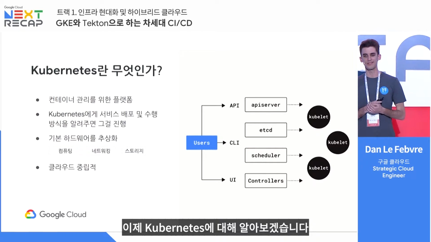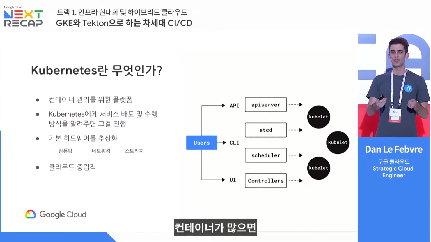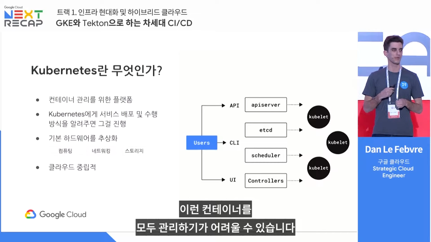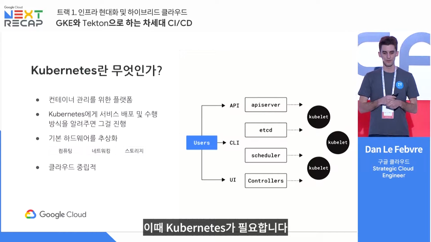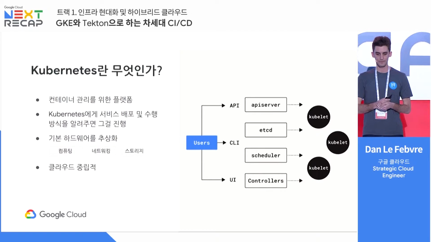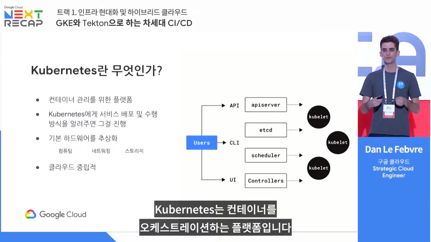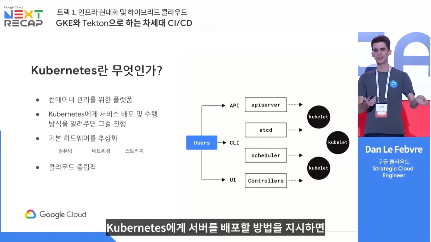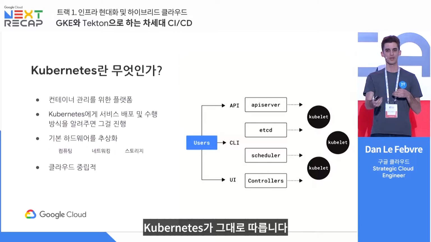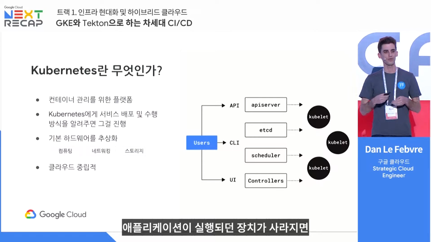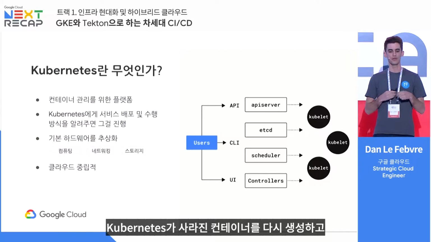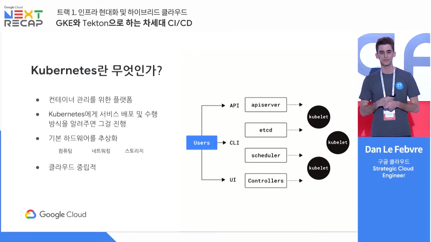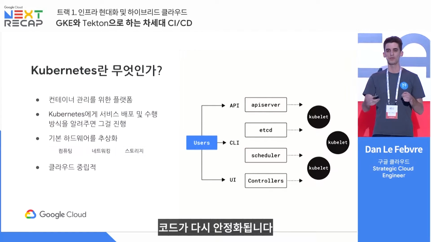We'll start with what is Kubernetes. With all these containers, we have quite a few to run, and managing all these containers can be very hard. And so this is where Kubernetes comes in. Kubernetes is a platform designed to orchestrate the containers. So you tell Kubernetes how you want to deploy your service, and Kubernetes deploys it. If you lose a machine that your application is running on, then Kubernetes will recreate that container that was lost, and your code is still just as reliable.